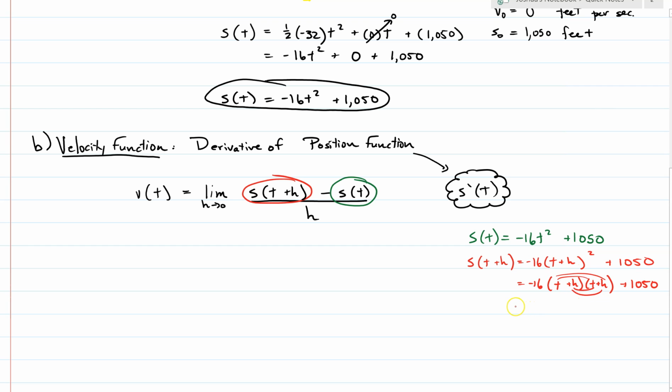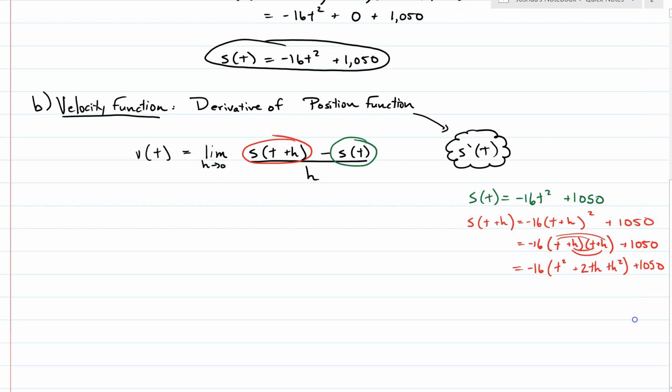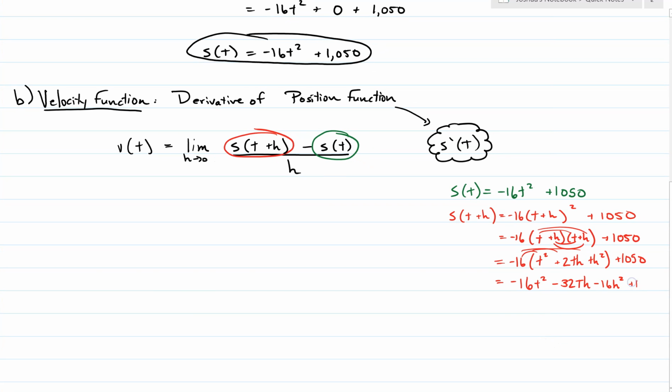And I'm going to do a quick FOIL and skip the details and tell you that this is t squared plus 2th plus h squared plus 1050. Distributing the -16, and I think I'll be done with this part at least. -16t squared minus 2 times 16, so that's -32th, and then minus 16h squared. And I'm still adding on that 1050 at the end.